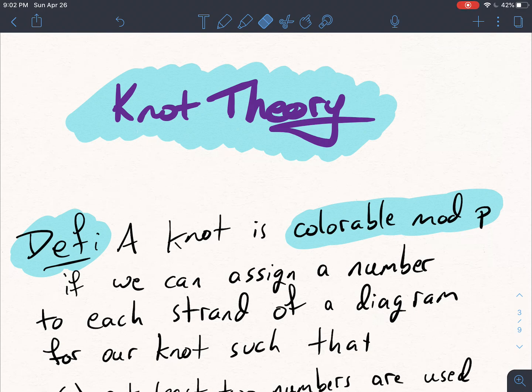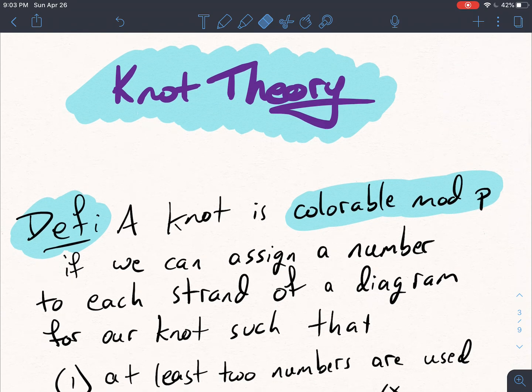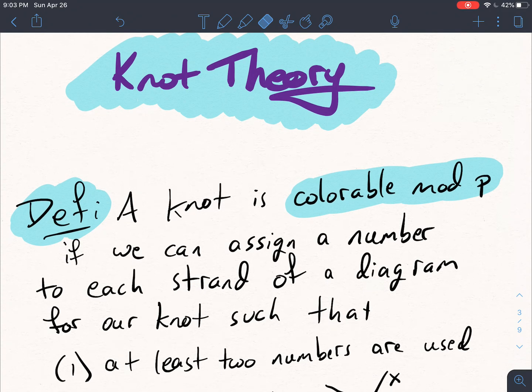Okay, so now that we have the background that we need to move forward, let's do so. So the thing I want to define is p-colorability of a knot. So usually p is going to be a prime number, but it doesn't always have to be. But so anyway, here's our definition.